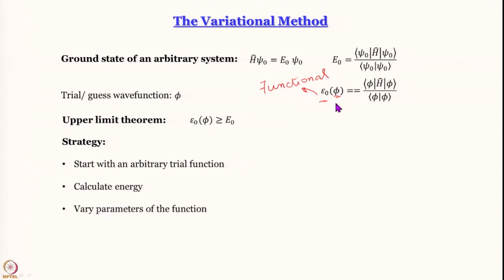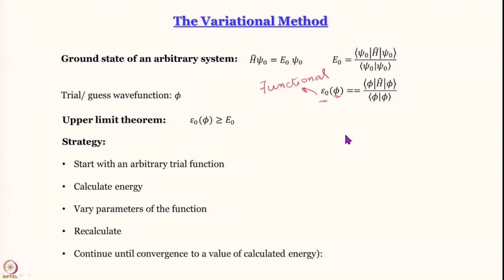Then you vary the parameters of the function. Okay. If it is e to the power minus kr square, then keep on changing the value of k. What will happen? Value of energy obtained, or whatever this functional is, epsilon 0 energy like functional, that is going to change. Then calculate again. So, keep on calculating and see whether the value of this epsilon 0 is decreasing. Then continue until the value converges to some particular value, and that would be the upper limit or upper bound to this actual energy E0.